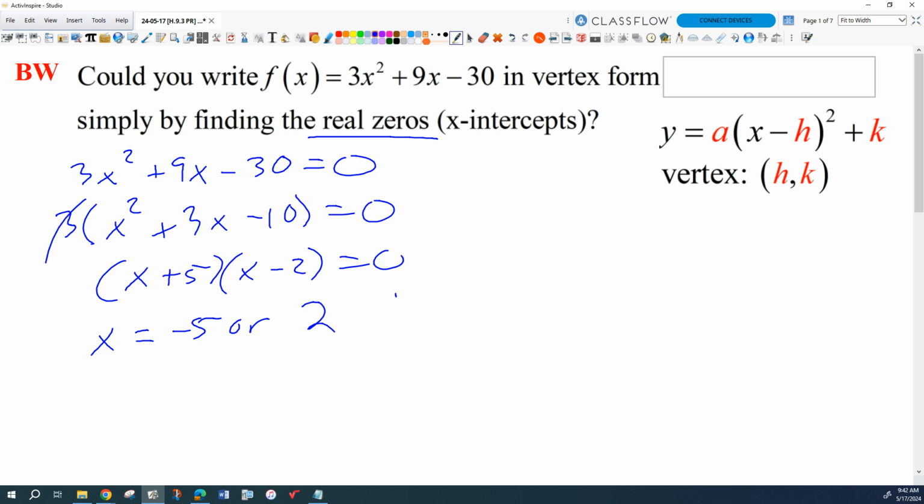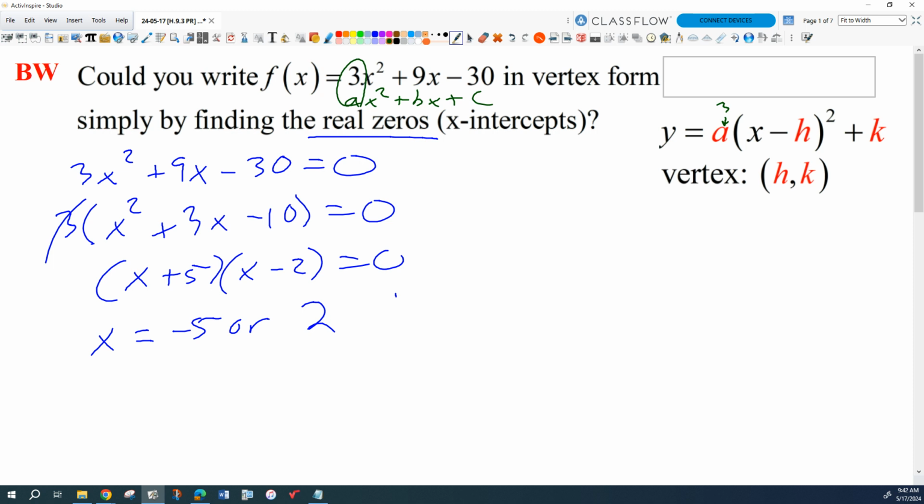This is in standard form, which is ax squared plus bx plus c. So a is 3. Done, right? We already know that. We need h and k though. Right, h, what does h represent? X. What do you mean x? X coordinate of the vertex.